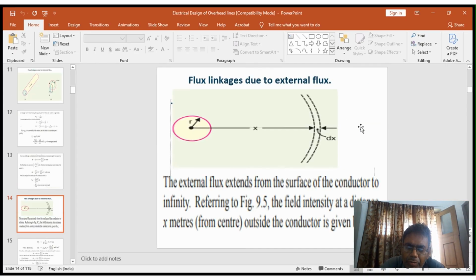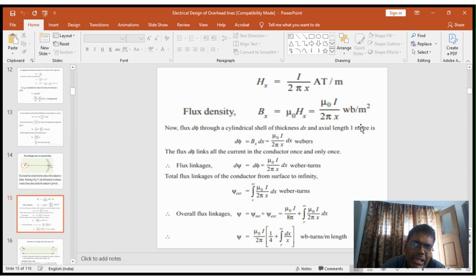Next, for finding the total flux linkages, we calculate the flux linkages due to the external flux. External flux extends from the surface of the conductor to infinity. Field intensity at a distance of x meters from the center is given by a similar expression. In the case of internal flux, I is considered as Ix, but in the case of external flux, the current is assumed to be uniform current density. For that reason, Hx is equal to I divided by 2 pi x ampere turns per meter. For flux density the same formula is applicable here: Bx is equal to mu 0 into Hx, which is mu 0 I divided by 2 pi x Weber per meter square.